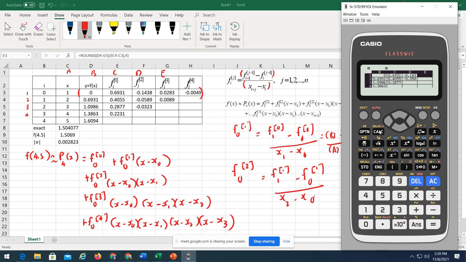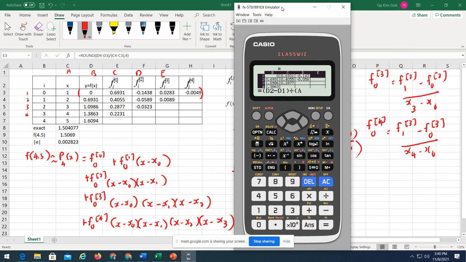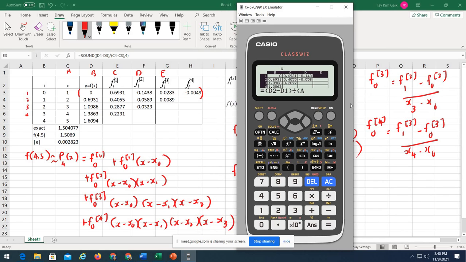So alpha equal. Column E depends on the previous column, which is column D. So alpha D, the next row, which is 2, minus D1. Divide. X is stored in column A, so alpha A. For the third level, it is X number 3.